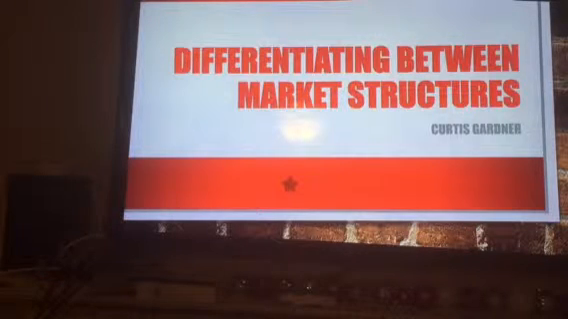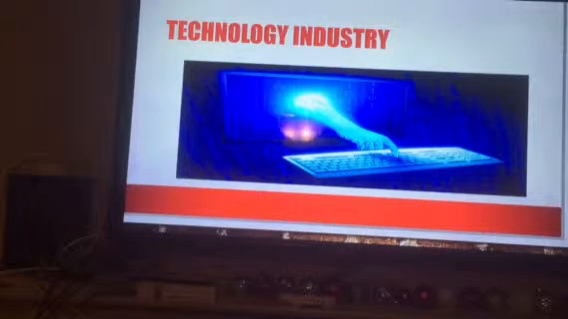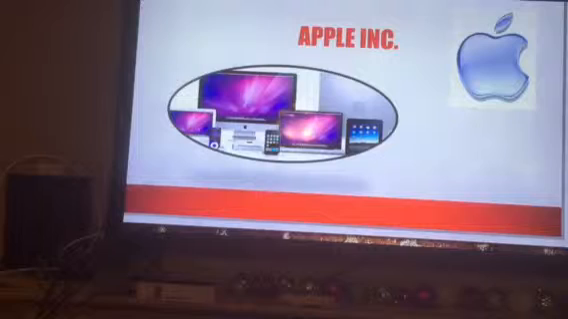Today I'll be talking about differentiating between market structures. I'll also be talking about the technology industry, a very popular, high dollar yielding industry. And the company that I'll be discussing is none other than Apple Incorporated.